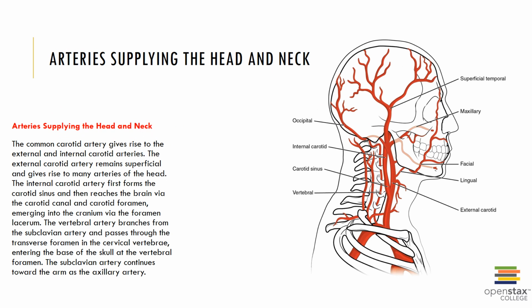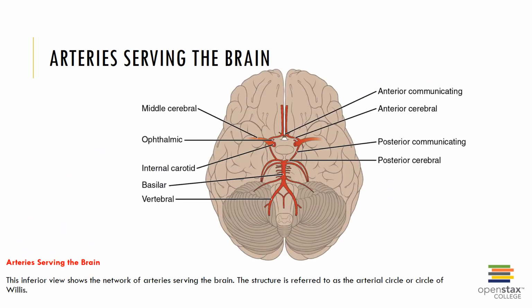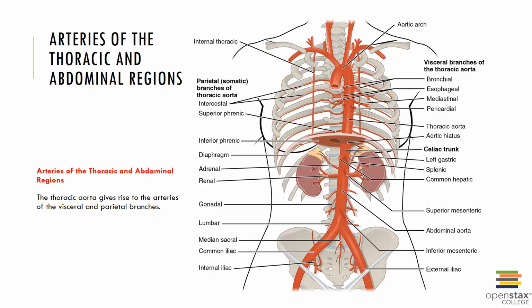Here you can see the arteries supplying the head and neck, and the branches from the common carotid artery that gives rise to some other vessels, internal and external carotids. This slide shows the arteries serving the brain, and the important circle of Willis is also highlighted in this slide. It is one of the structures you will have to know for your lab practical.